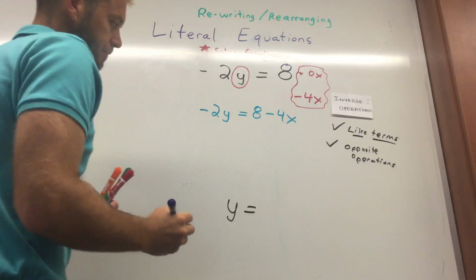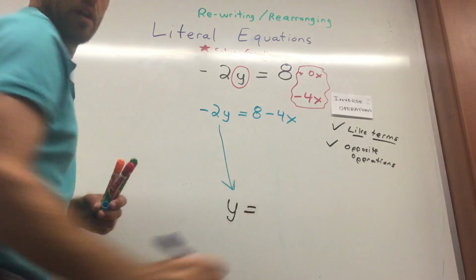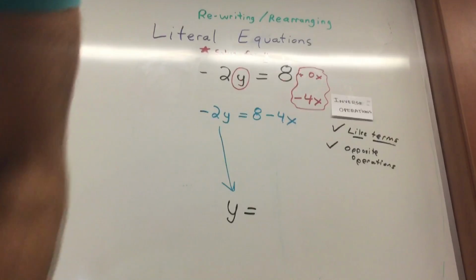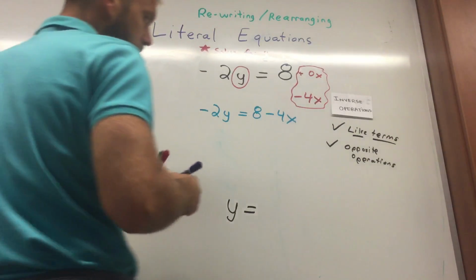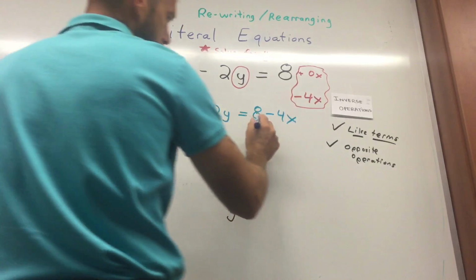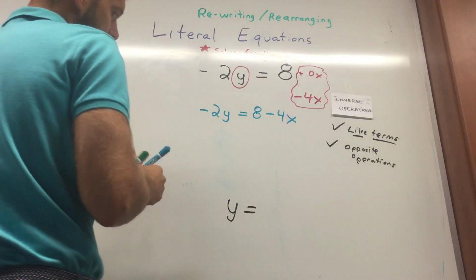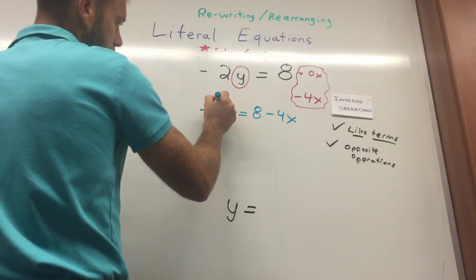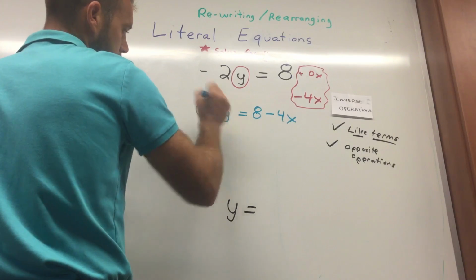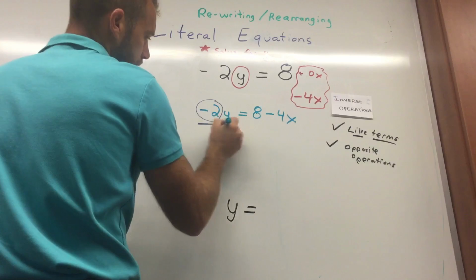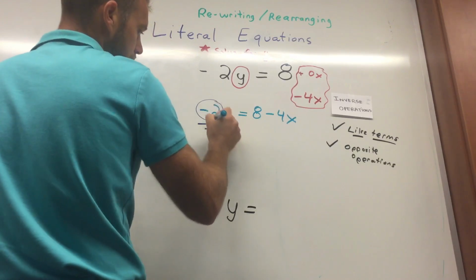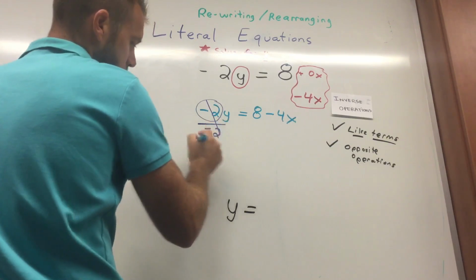We're not done yet, as again, y needs to be all by itself. So I've gotten rid of one of the variable terms. It's with the constant. Now I need to deal with the coefficient. That's the number right in front of the variable here. This coefficient with y, that is, not with 4 or negative 4. So I'm going to divide by negative 2 here, and that's going to make 1. So that'll give me y by itself.